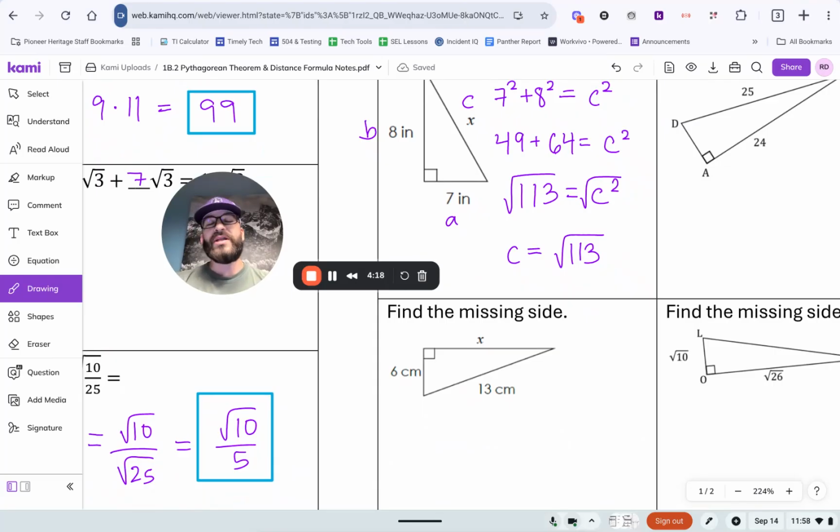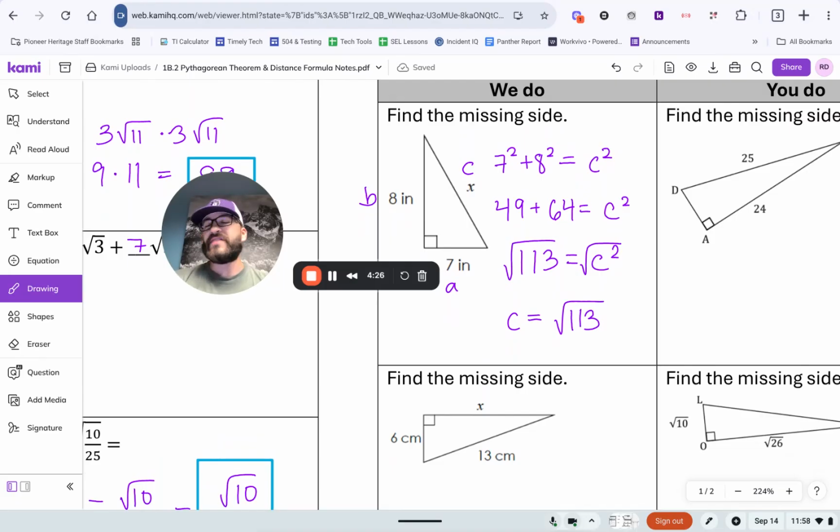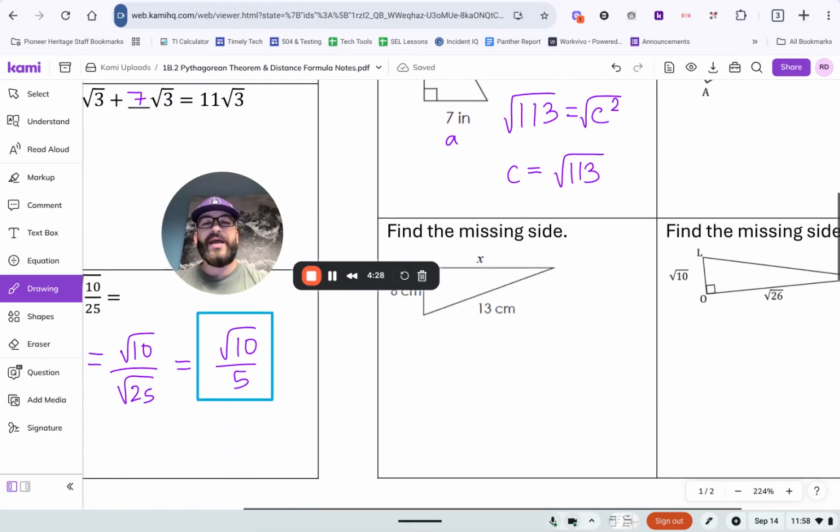Now, if I wanted to, I could use a calculator to find the exact side length of x. But if we don't have a calculator, we just have to leave it in terms of that radical. Okay, let's do one more together.